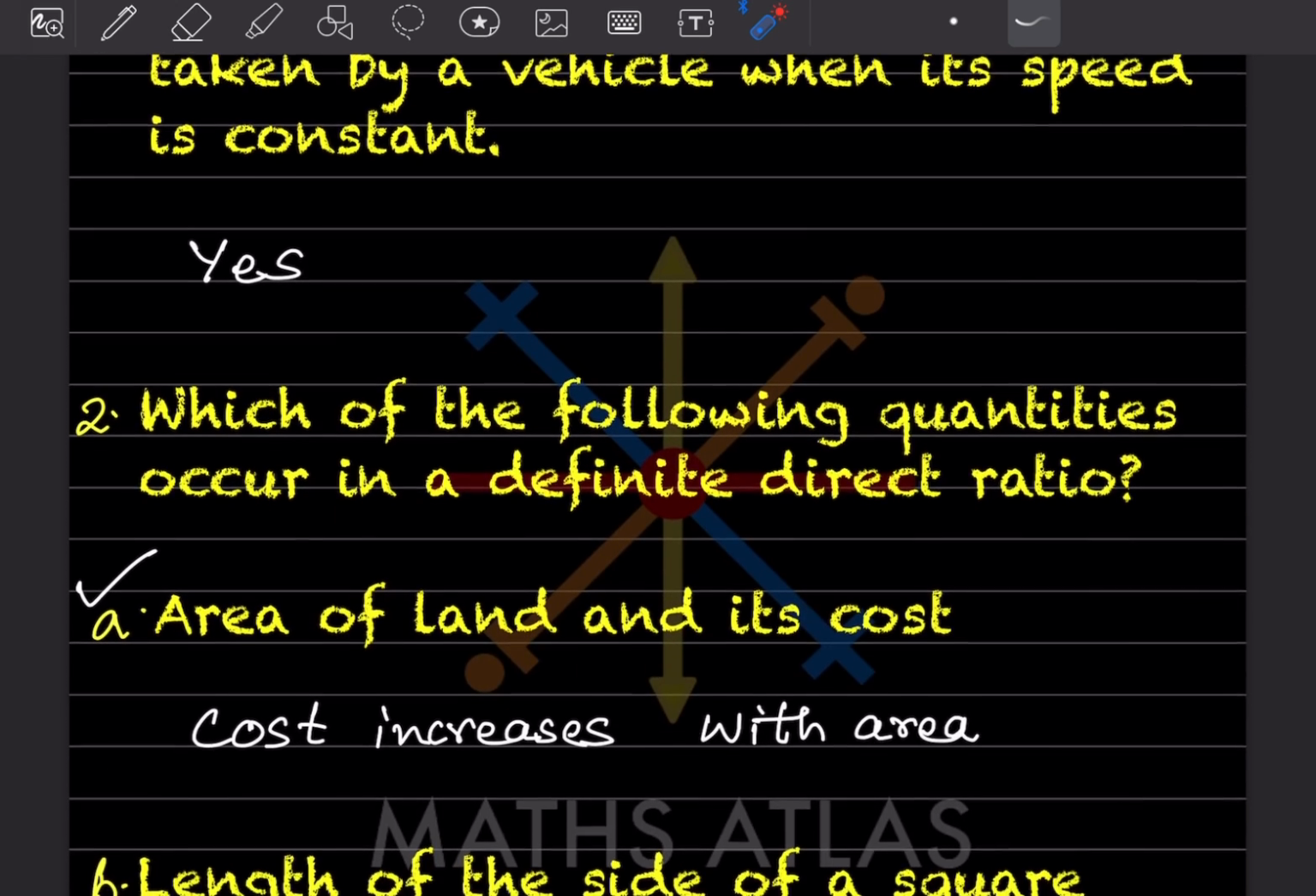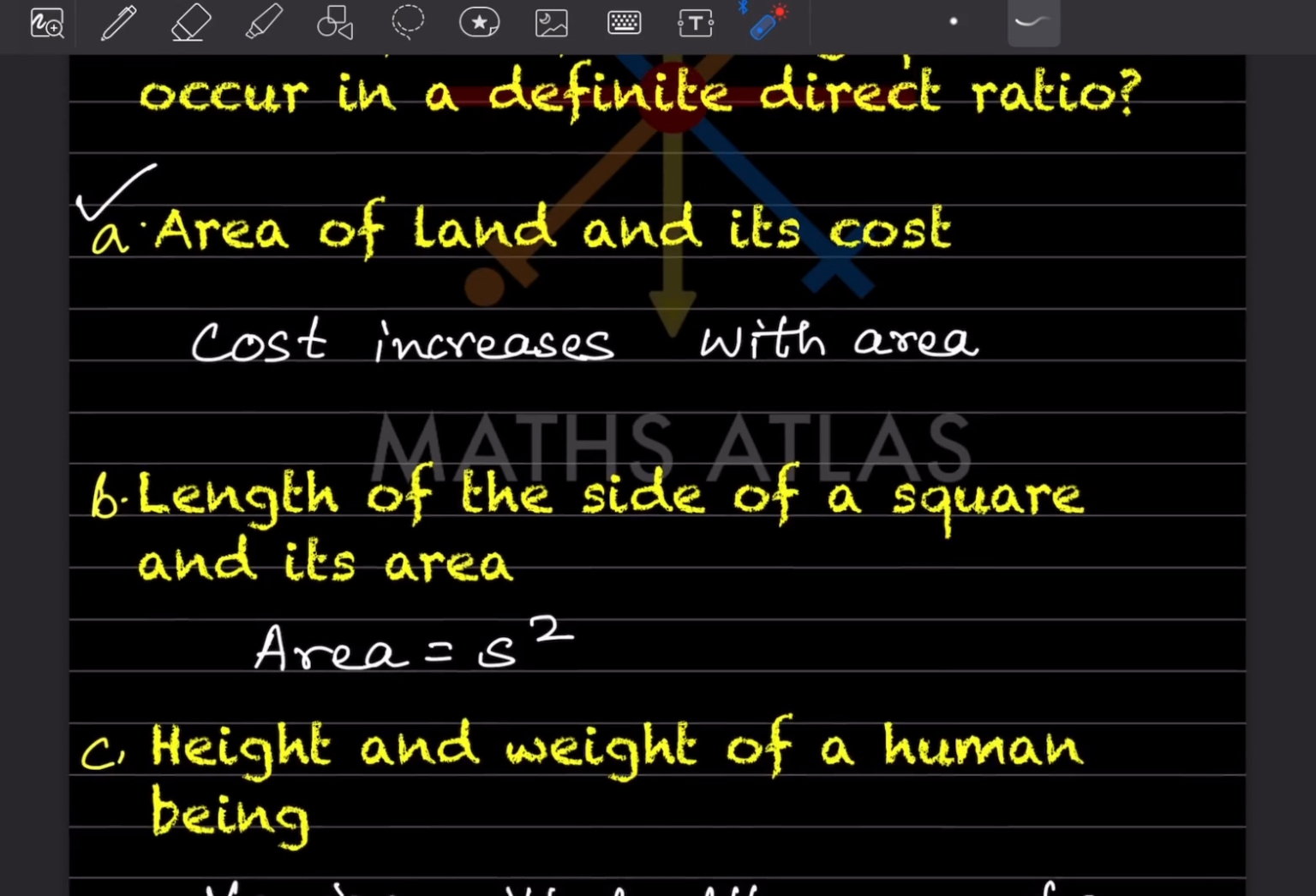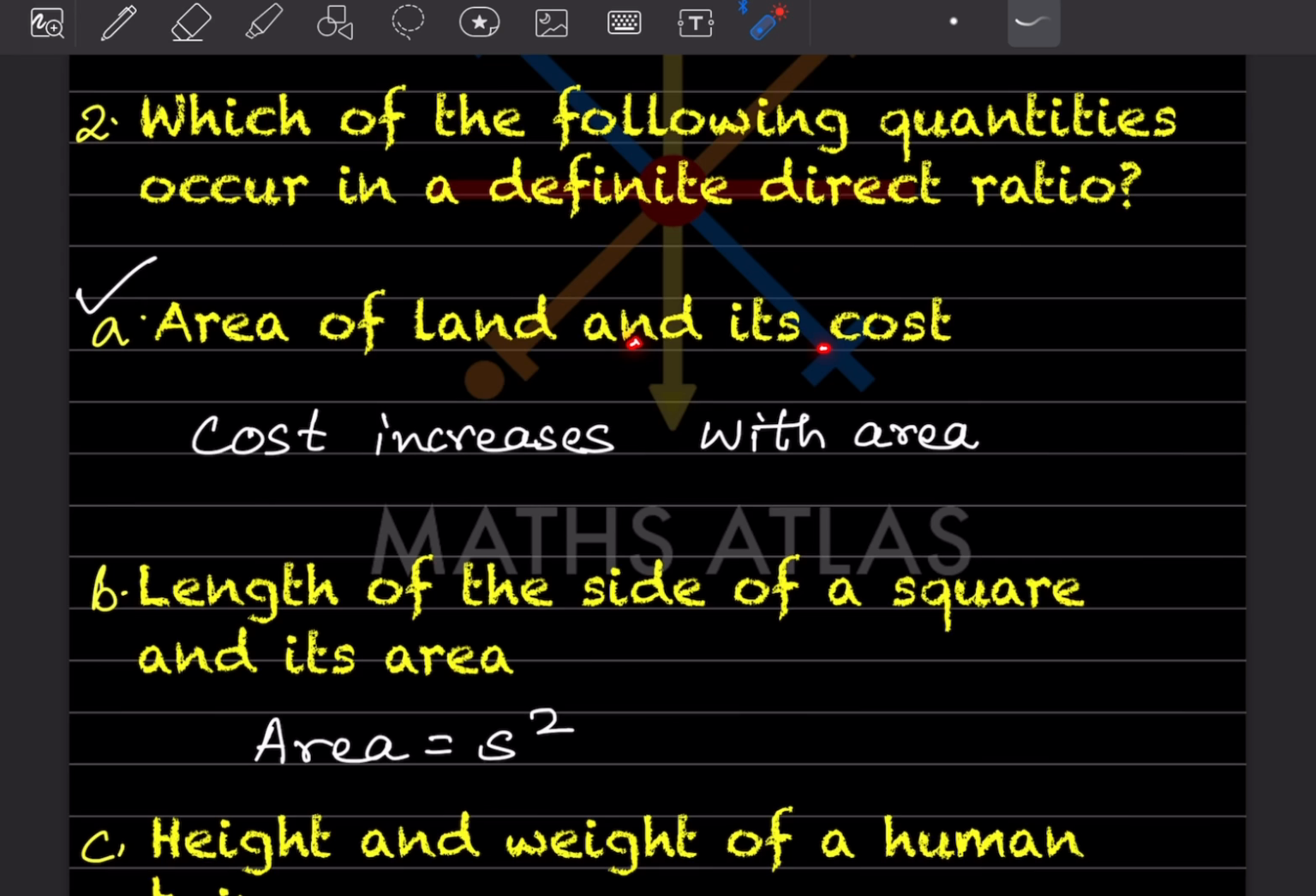Which of the following quantities occur in a definite direct ratio? These are A, B, C, D. Area of land and its cost, as the cost increases with the area. So this is going to be a direct ratio. Length of the side of a square and its area. This is not direct because area is equal to side squared, so it is not just the length of the side. So that is not going to be a direct ratio.